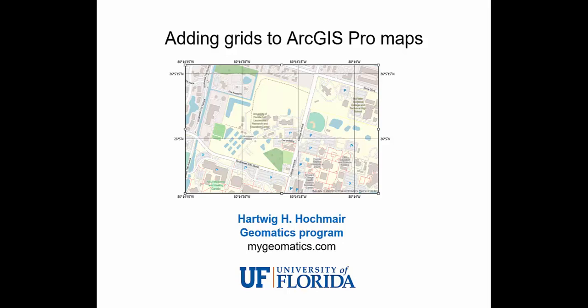ArcGIS Pro allows a user to add a grid of horizontal and vertical lines to a map layout to indicate coordinates of locations on a map. This presentation shows how to add different types of grids, including a graticule, which displays coordinates in latitude and longitude, and a measured grid, which displays coordinates from a projected coordinate system.